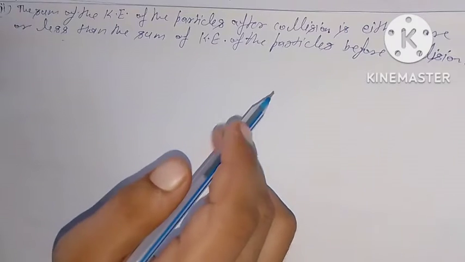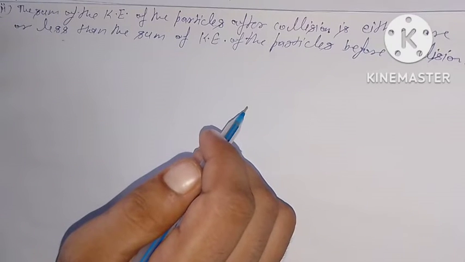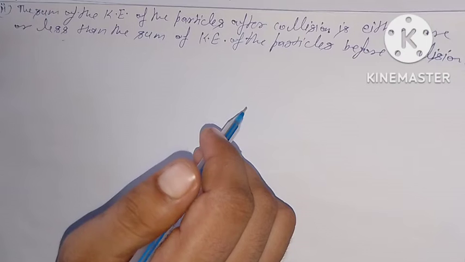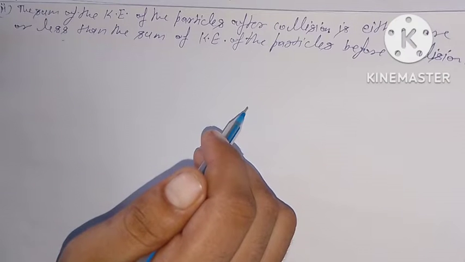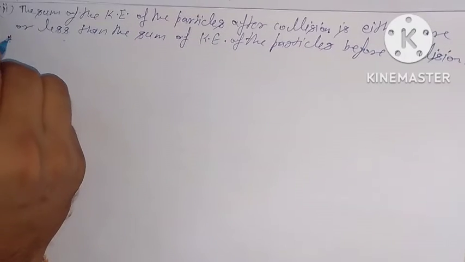A collision is said to be perfectly inelastic if the particles stick permanently together and the loss of kinetic energy is maximum, consistent with the law of conservation of momentum.